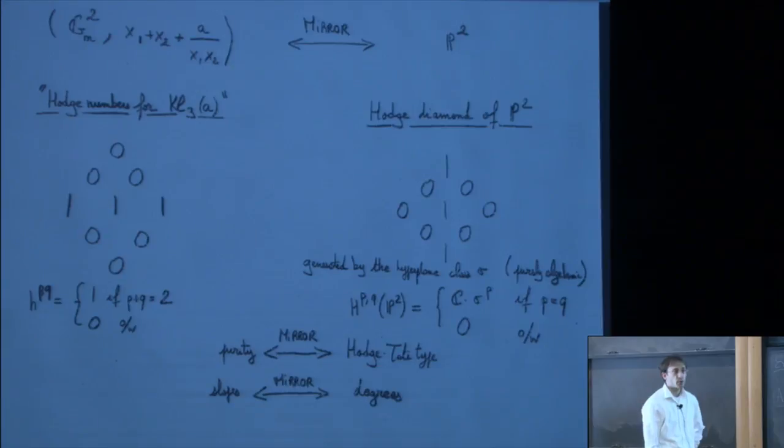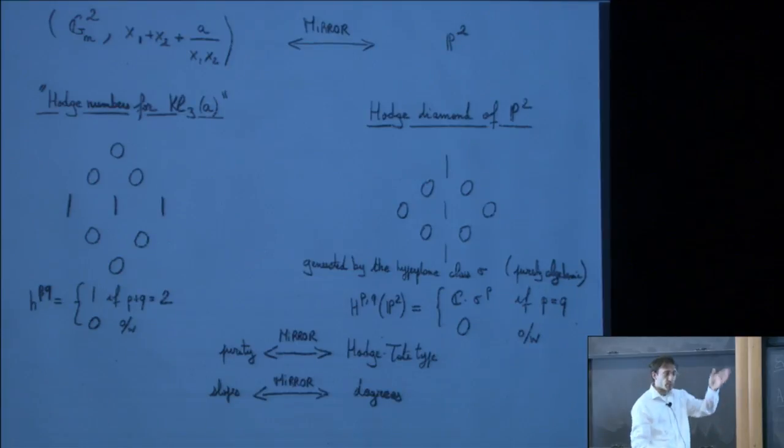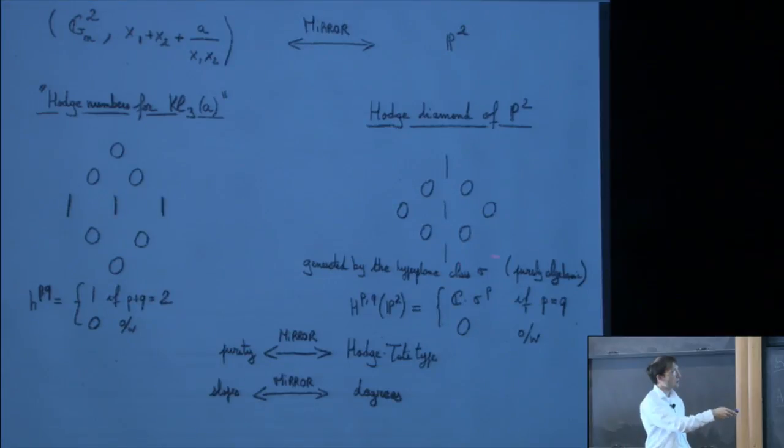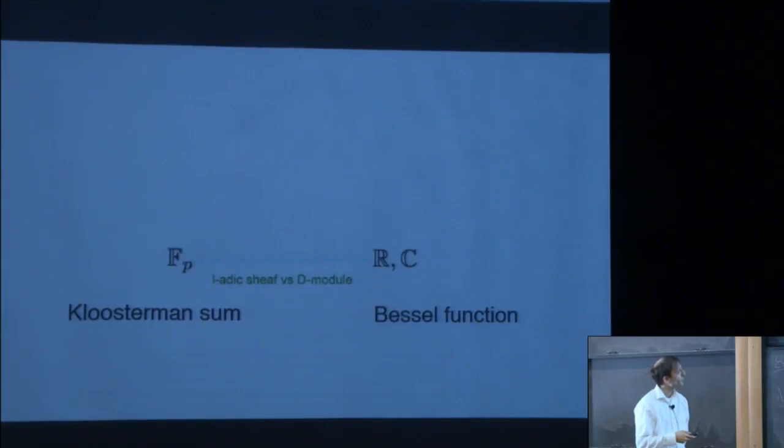That's a first observation here. When you do this, the purity theorem of Deligne, which says everything has the same weight, corresponds on that side to saying that everything is (p,p), like algebraic classes in the middle (p,p) cohomology. So it's called Hodge-Tate type. And the slopes here, which are difficult to compute, correspond to the different degrees in cohomology. Okay, so that's the first example.